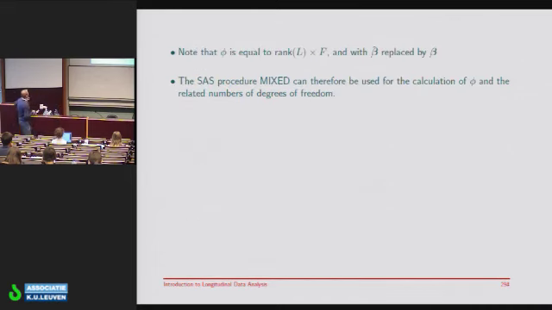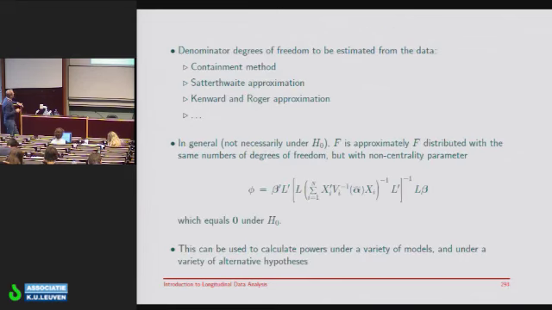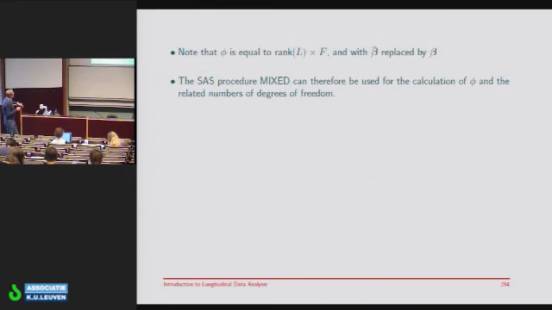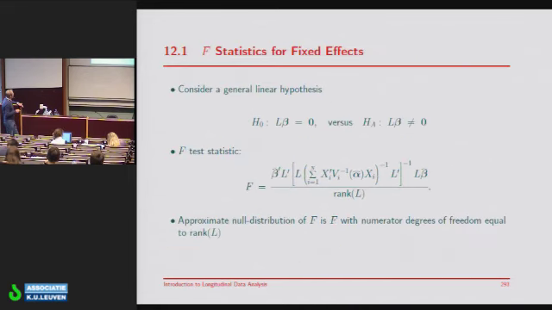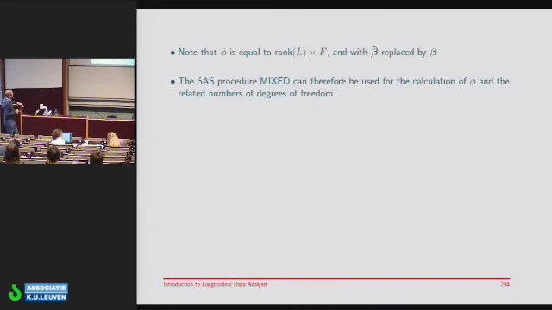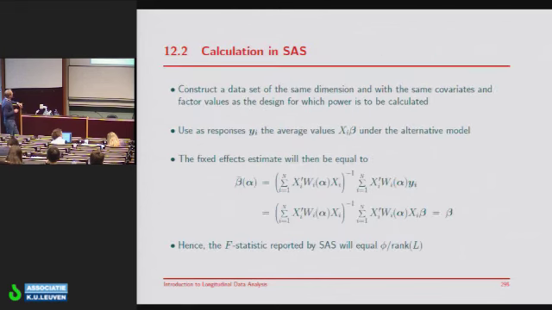So how will I do that? Well, apart from that, what you then still need to do is, once you have your F statistic, you multiply it by the rank of L, and you would have your non-centrality parameter. So how will we do that?